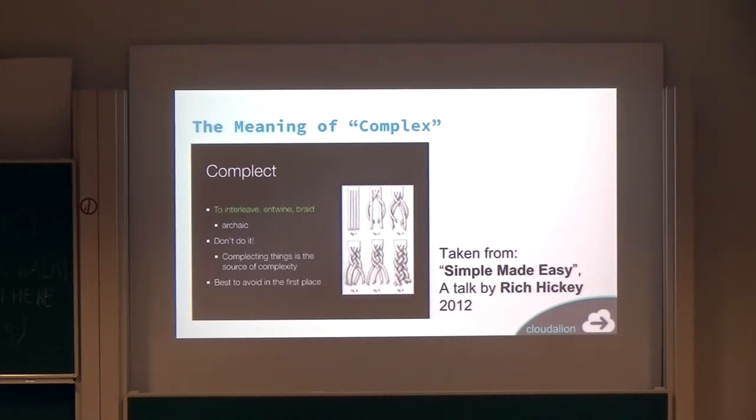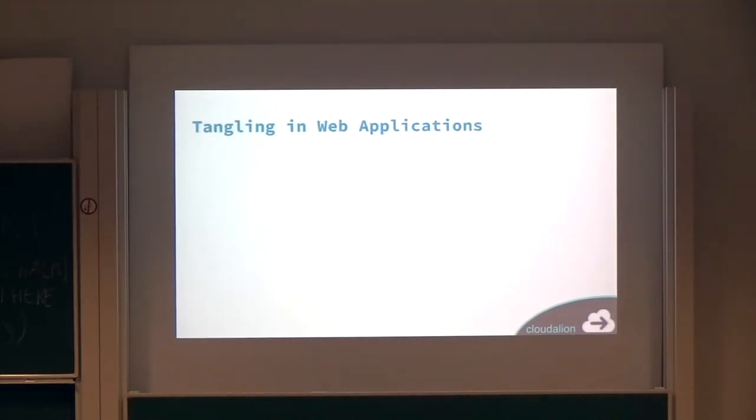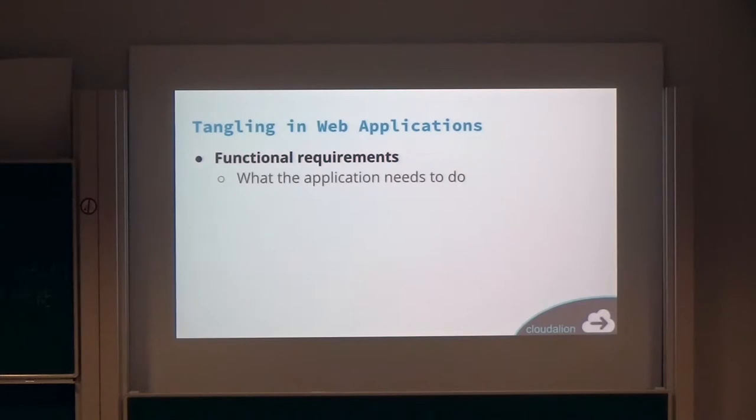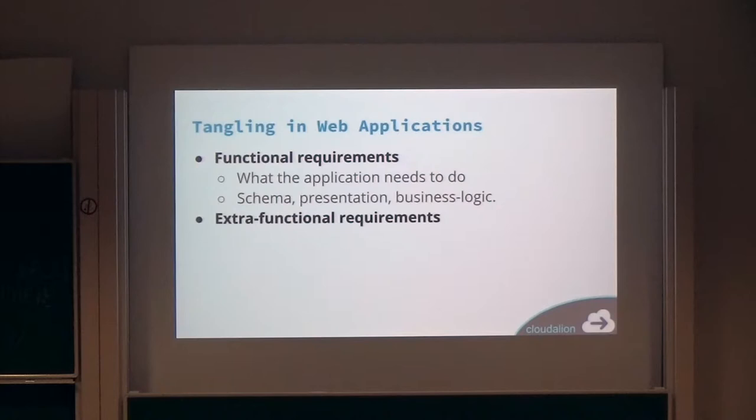Well, the word complex comes from the archaic verb to complex, which is to entwine or interleave or tangle. So what is tangled in web applications? One thing that is tangled is the functional requirements, which is the what the application needs to do: the schema, presentation, and business logic. And the other thing that we tangle the functional requirements with are the extra-functional requirements. Things like performance, scalability, availability, and more.